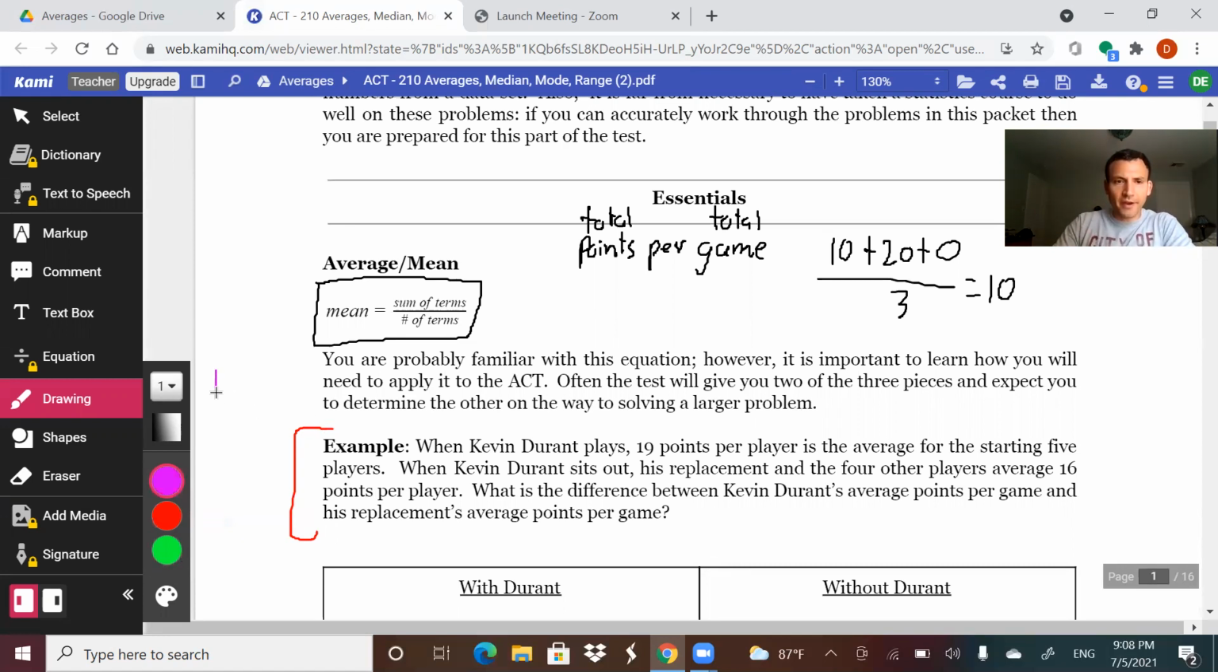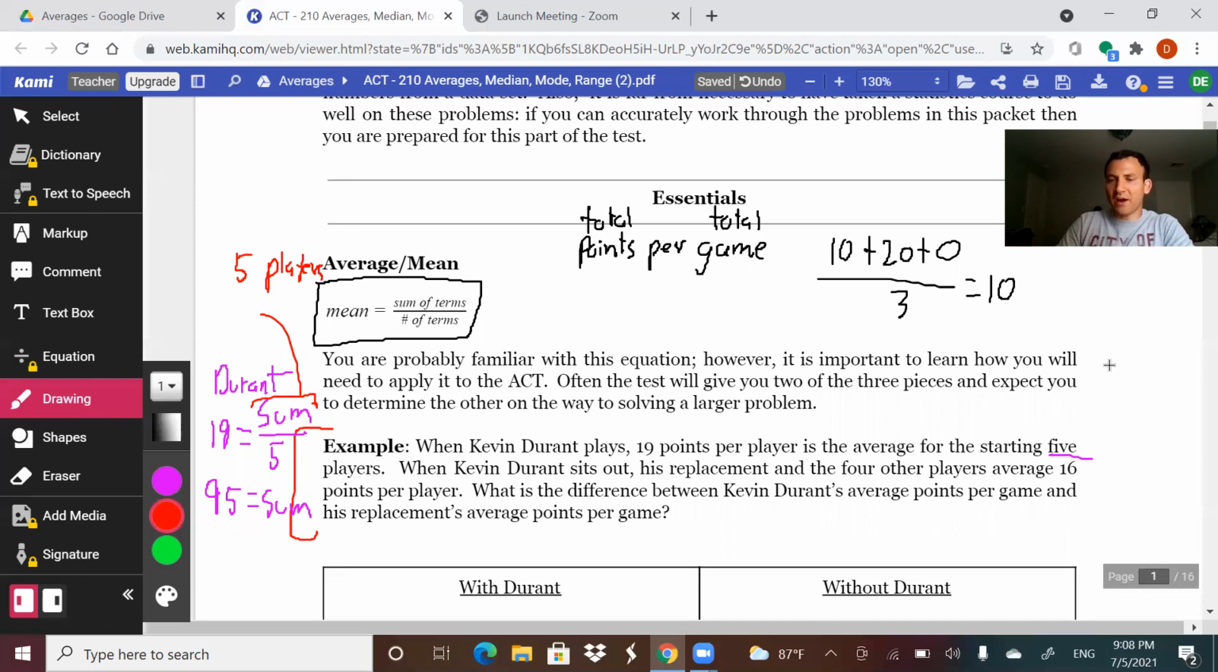So we know that with Durant, the average is 19, and we know that we don't know the sum. We do not know the sum of all the points, but we know that it's a starting 5. So really what we can figure out is that the sum is actually 95. So we do figure out what we don't know. So now we actually have all 3 pieces. We have the sum of the terms, the number of terms, which is 5. We have 5 players playing that create this sum, right? And we have the average.